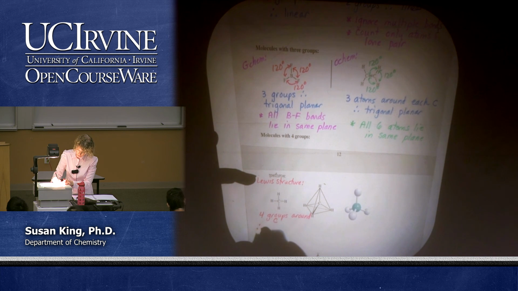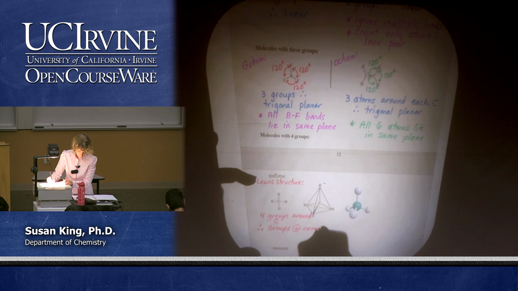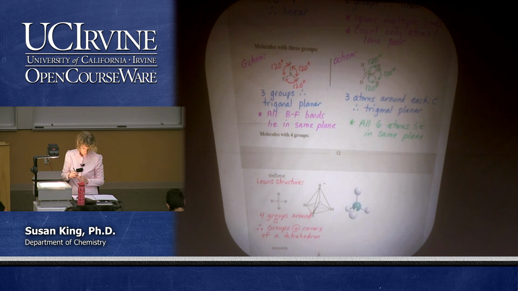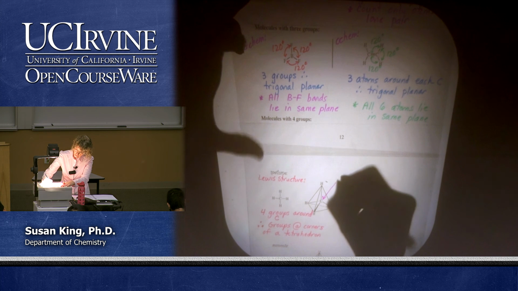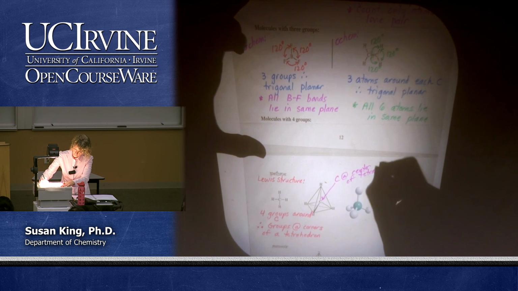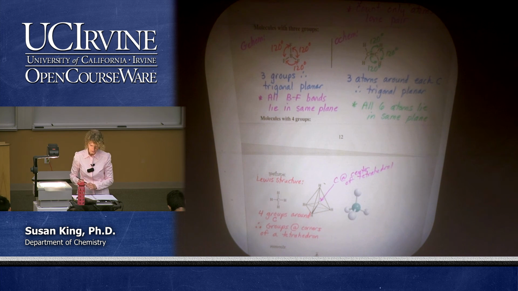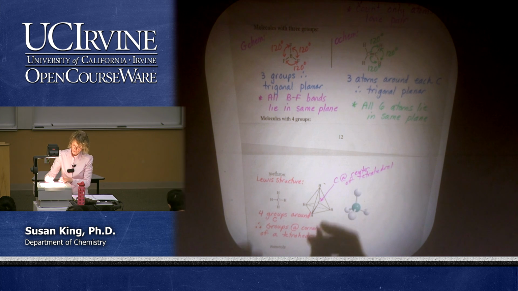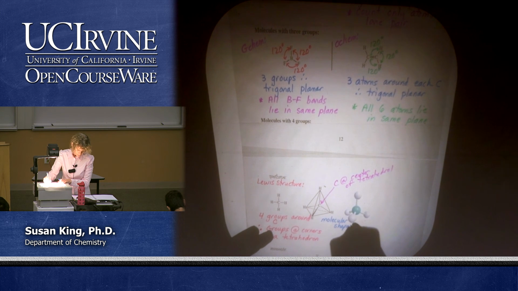So that means that the groups are at the corners of a tetrahedron. And so here, in the center of the tetrahedron is carbon. So carbon at the center, and all 4 groups, which in this case are hydrogens, are at the corners of a tetrahedron. So we would call this molecular shape tetrahedral.